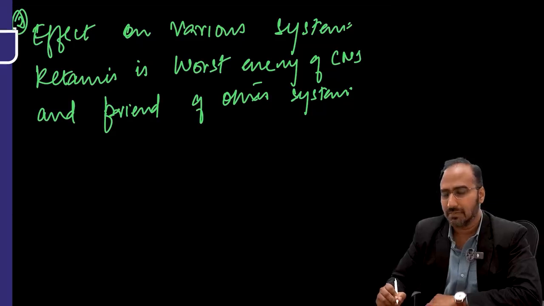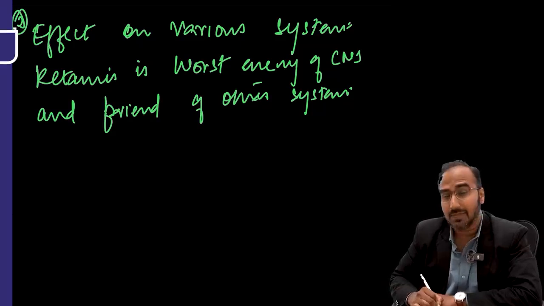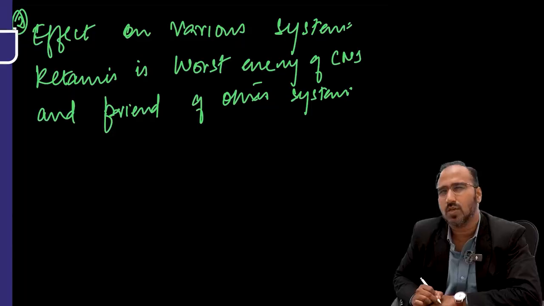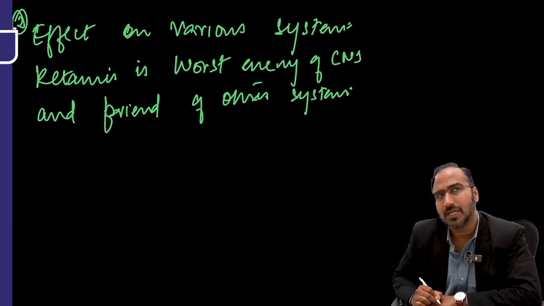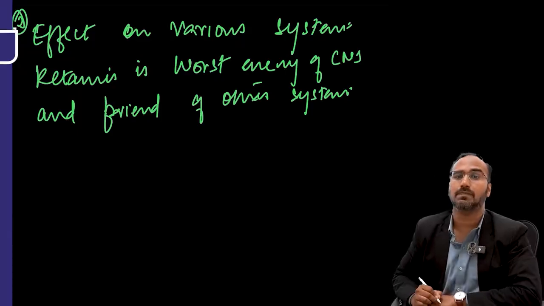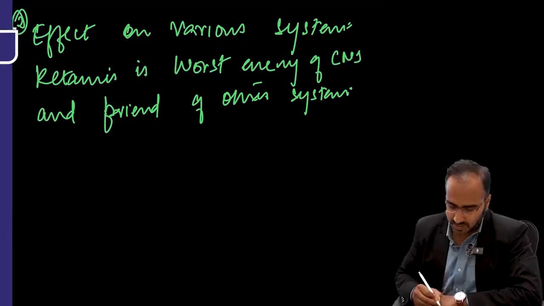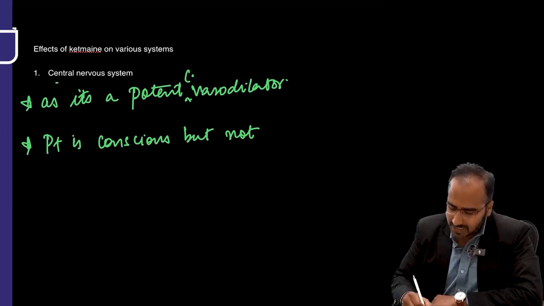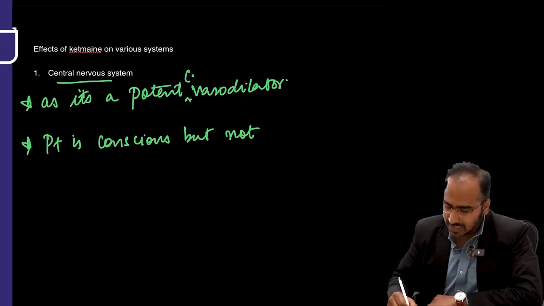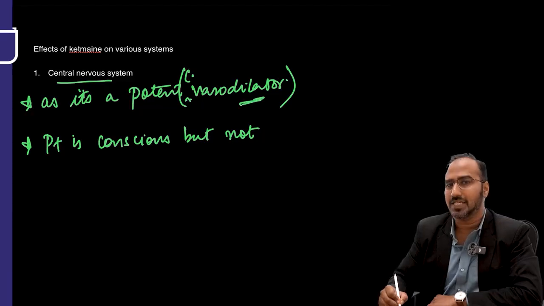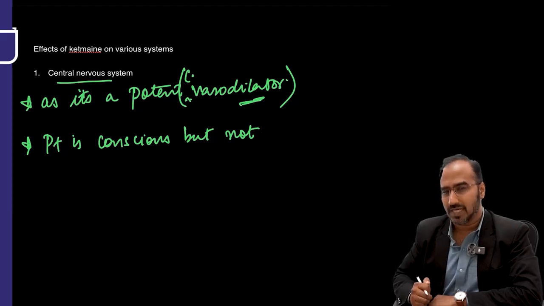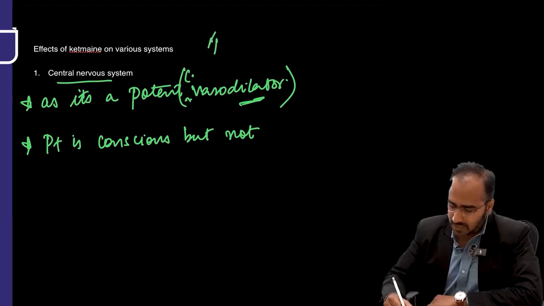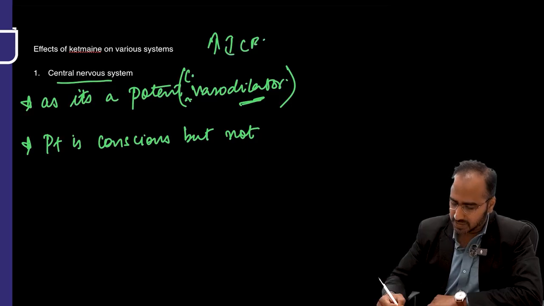There should be some reasoning behind it. What can it do? It will increase the ICP. If it is increasing the ICP, can you give ketamine in a patient whose ICP is already increased? No, sir. So ketamine increases the intracranial pressure. It causes potent cerebral vasodilation. Remember, thiopentone and propofol were causing cerebral vasoconstriction and decreasing ICP, but ketamine increases the intracranial pressure.